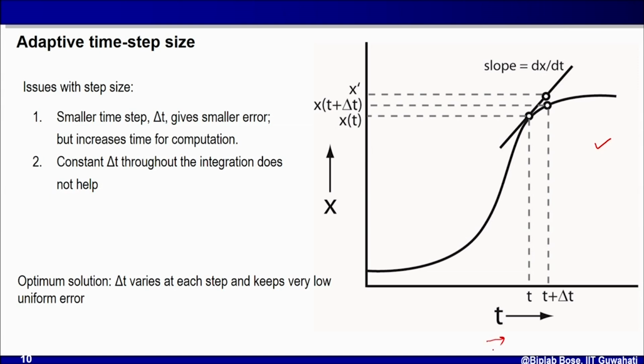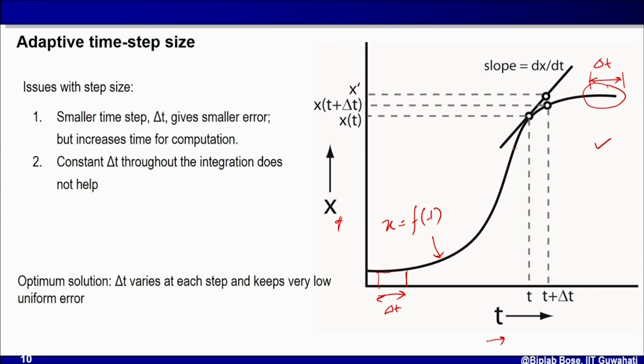So you have time on the horizontal axis, x on the vertical axis, and this solid black line is the function of time. X is a function of time. Now, as you can see, in the lower part, when time is lower, you can intuitively understand, if I take a large delta t, my error will not be so significant because the line is almost flat, almost linear. The similar thing at the end. Here also the system is almost linear, almost horizontal. So if I take a large delta t, I will not have much problem.